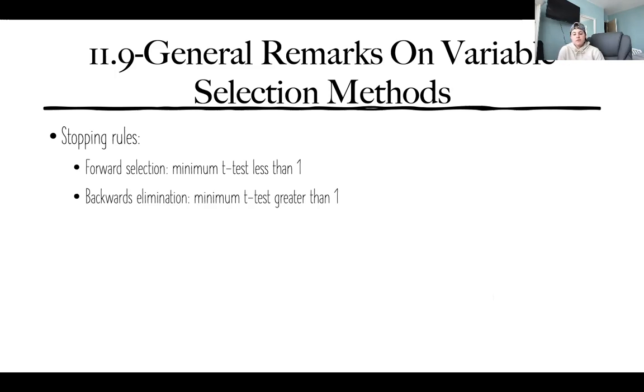Like we talked about before, we have a few ways to know when we can stop the procedures, but in this section, we're going to really cement the rule of when to stop. So our stopping rule for forward selection is to stop if the minimum t-test is less than 1. And our stopping rule for backwards elimination is to stop if the minimum t-test is greater than 1.